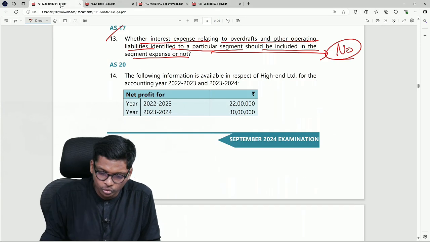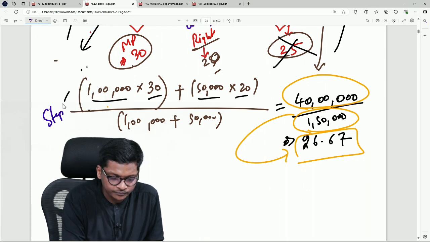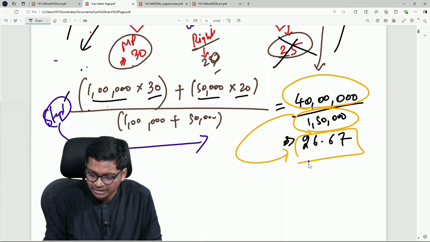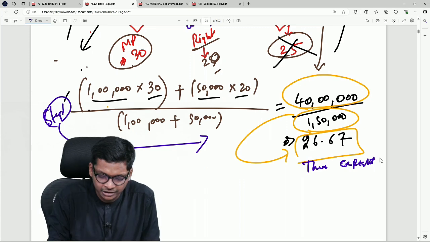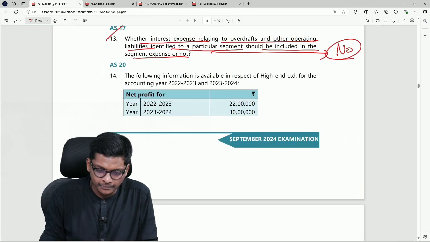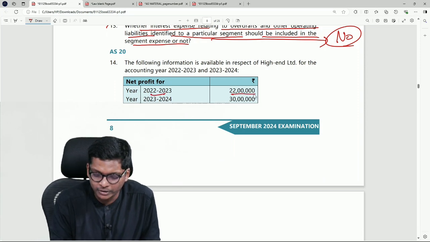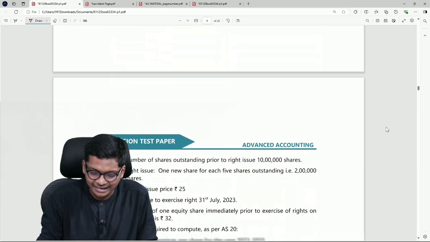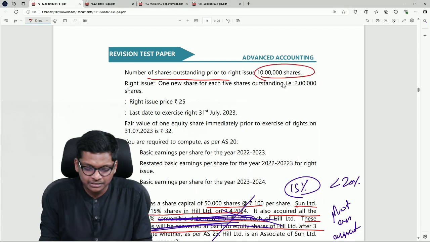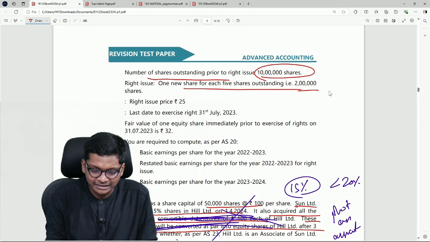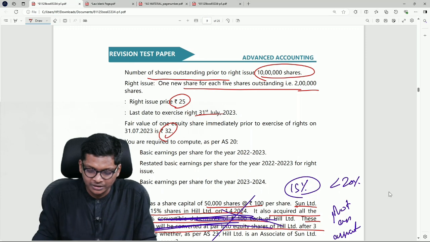The next step is step 1, computation of theoretical ex-rights price. So let's do it with our actual sum itself, so we will save some time. Look at this question. The following information is available: 22-23 profit is 22 lakhs, 23-24 profit is 30 lakhs, and they have given the number of shares before the rights issue as 10 lakhs. The rights issue is 1 share for every 5, so 2 lakh shares, rights issue price 25, last day to exercise 31st July, and before the issue the price was 32.